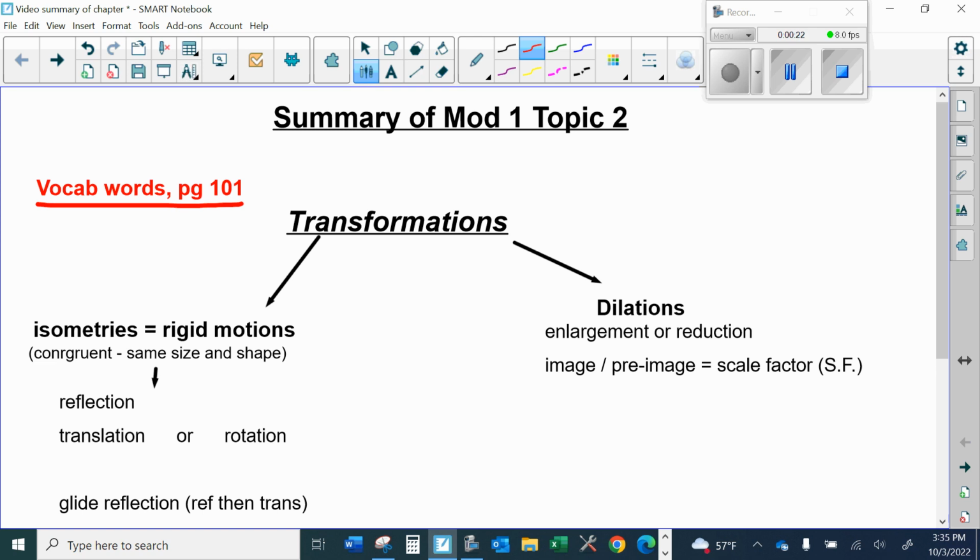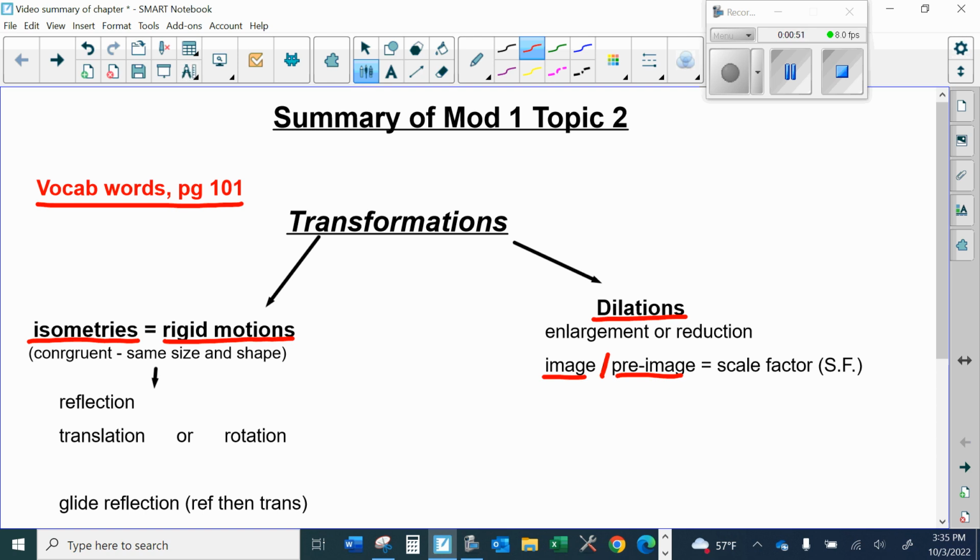We either have isometries, another word for which is rigid motions, or we have dilations. With a dilation, you either have an enlargement or a reduction. And remember, you look at the image and compare it to the pre-image. If the image is larger, then it's an enlargement. If the image is smaller, it's a reduction. And to find that scale factor, we do image divided by pre-image. You did a worksheet on that.